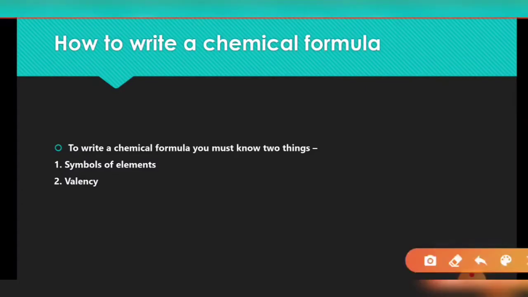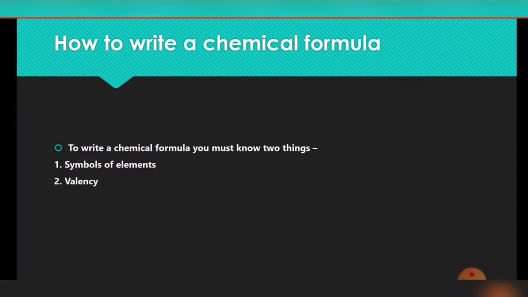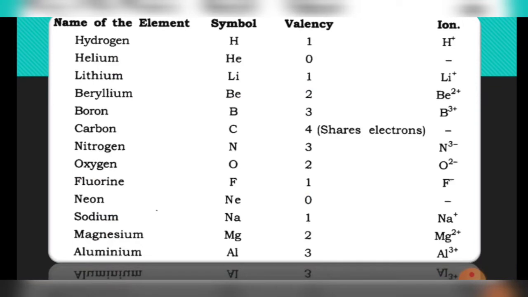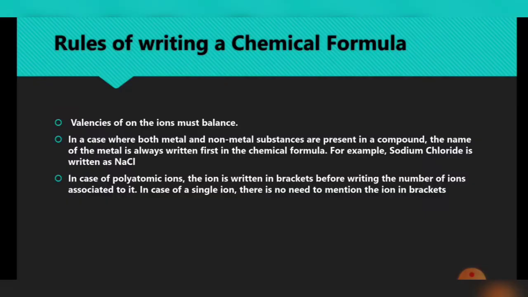I have already told you that to write a chemical formula, we must know its symbol plus its valency. Symbols we already know, given by different scientists, especially J.J. Berzelius. For valency, it is the combining capacity of an element to bind with another element to form a compound. Generally the charge on an ion represents its valency, whether negative or positive, or how many electrons it is sharing with the other; that is also known as its valency.